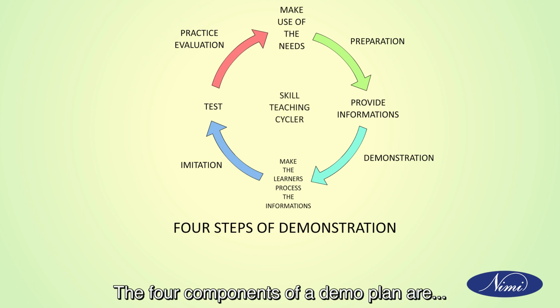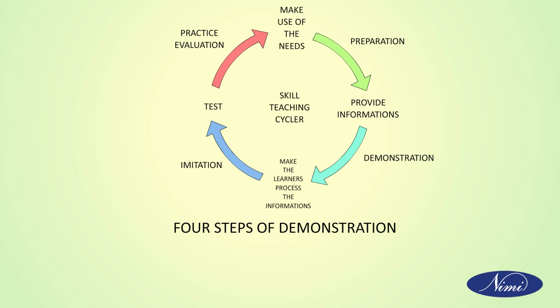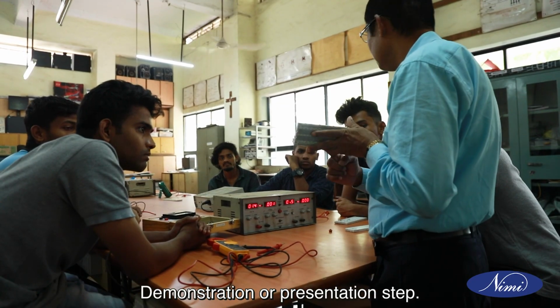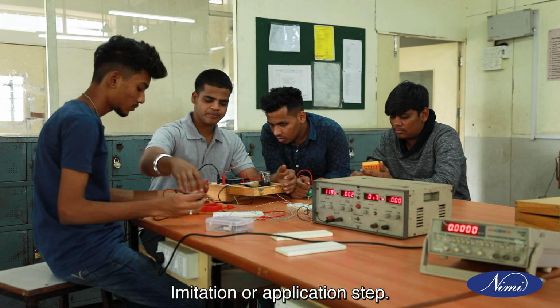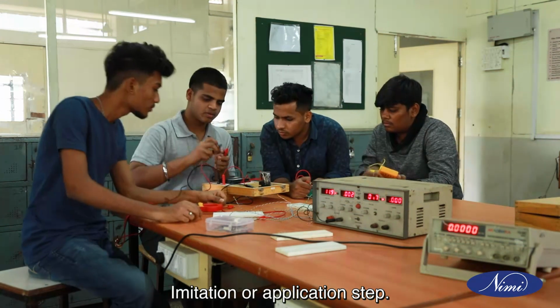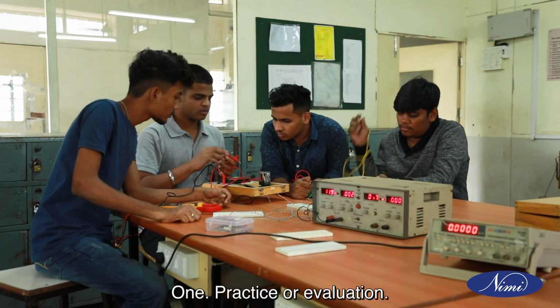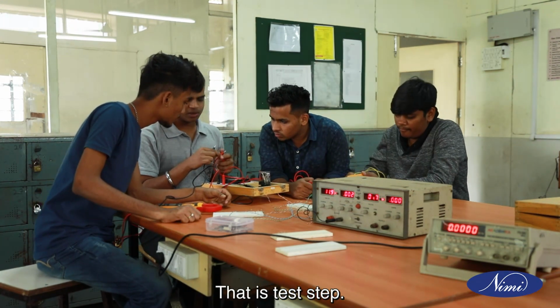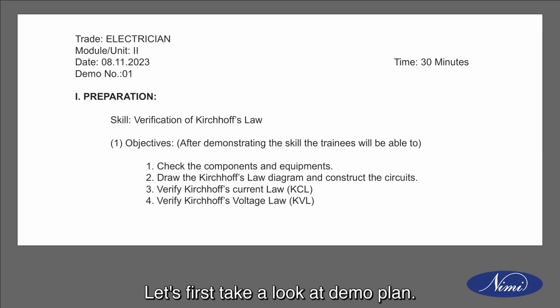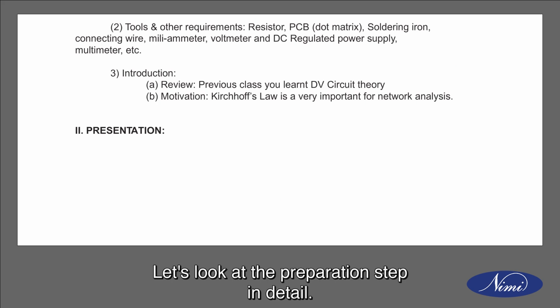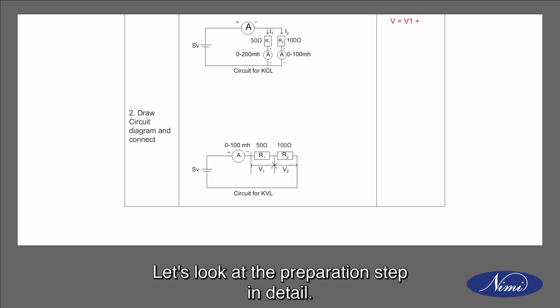The four components of a demo plan are: preparation step, demonstration or presentation step, imitation or application step, and practice or evaluation, that is, test step. Let's first take a look at the demo plan. Let's look at the preparation step in detail.